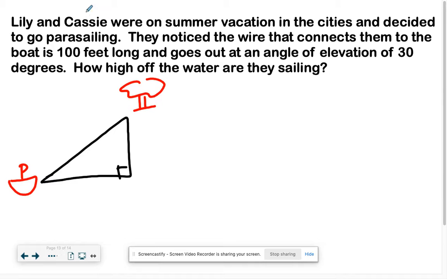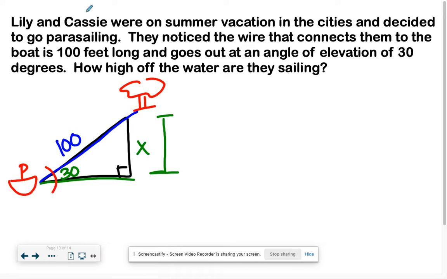Okay. So let's label what they give us. The wire that connects the boat to the girls is 100 feet long. So here's our wire that's connecting the girls to the boat, and that's 100. And our angle of elevation, think of an angle of elevation as kind of going upwards, right? So it's this angle there. Our angle is 30 degrees, and we want to figure out how high off the water are they. This is what we're looking for. Like how high up here are those girls?